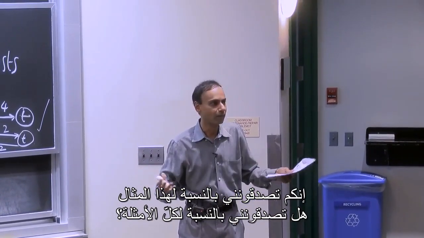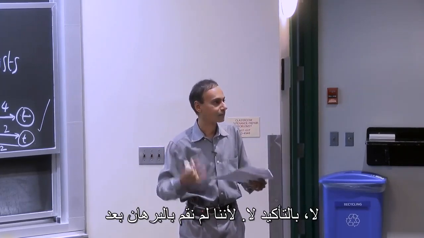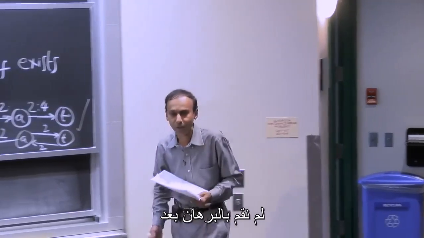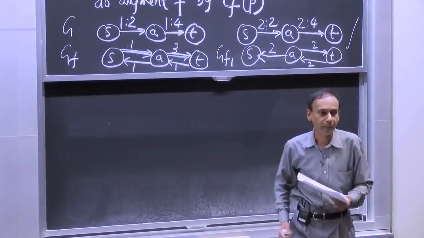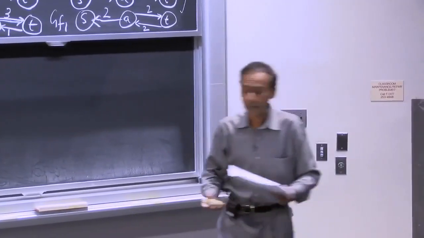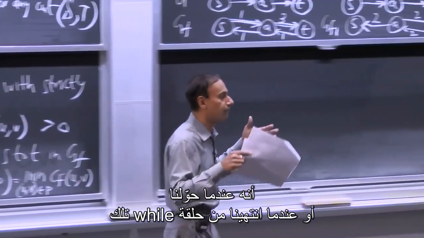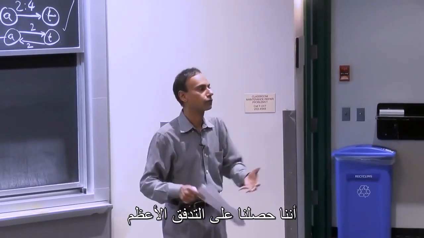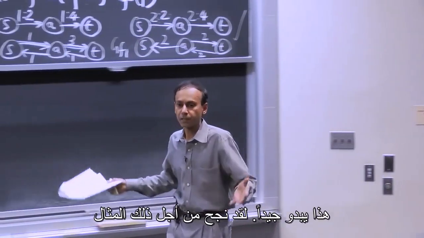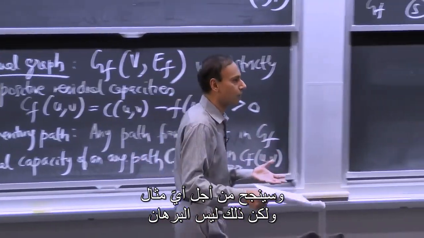Do you believe me for every example? No, absolutely not, because we haven't done a proof, right? We haven't done a proof, okay? That's why you should believe me. So we got to do a proof, right? So how is it that we know, given all of this, it's not because I told you so, that when we converge, when we get out of this while loop, that we have a max flow, right? Looks pretty good. Worked for that example. And it's going to work for every example, but that's not a proof, right?